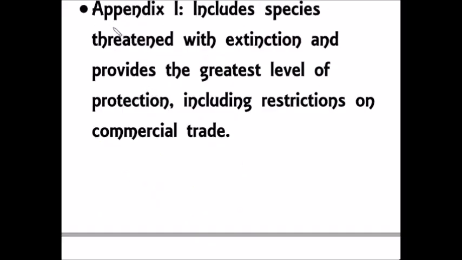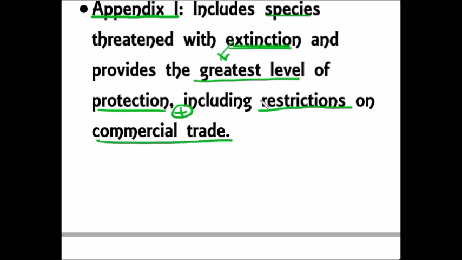In Appendix 1 to CITES, the species which are threatened with extinction are placed. So they need the greatest level of protection, and under this Appendix 1, several restrictions are placed on the commercial trade of endangered animals and plants which are included in Appendix 1.